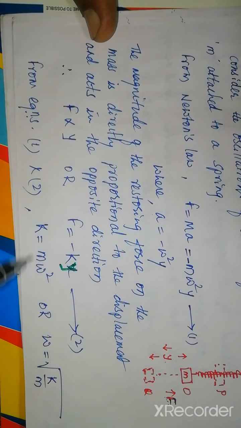From equations 1 and 2 we can write k equals m omega square, or omega equals root k by m. Time period of oscillation T equals 2 pi by omega, that equals 2 pi. Substituting for omega as root k by m, it becomes 2 pi root m by k.